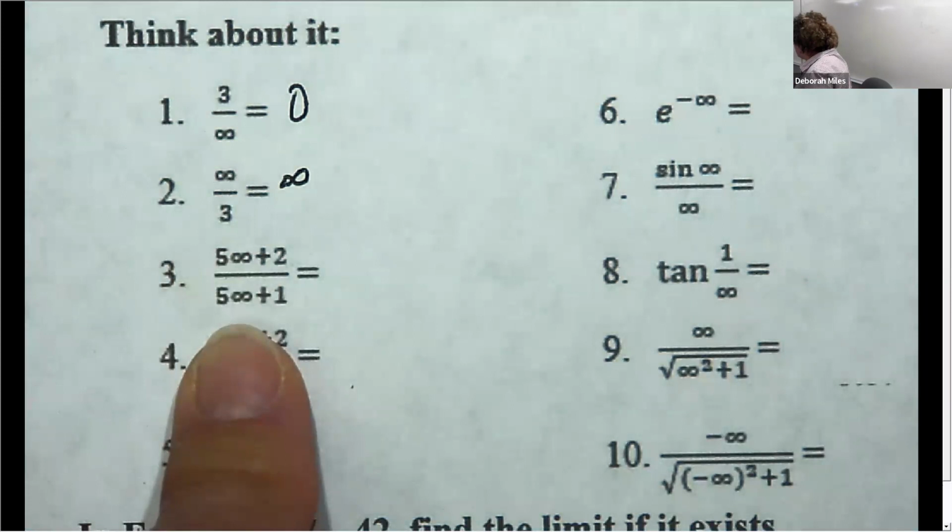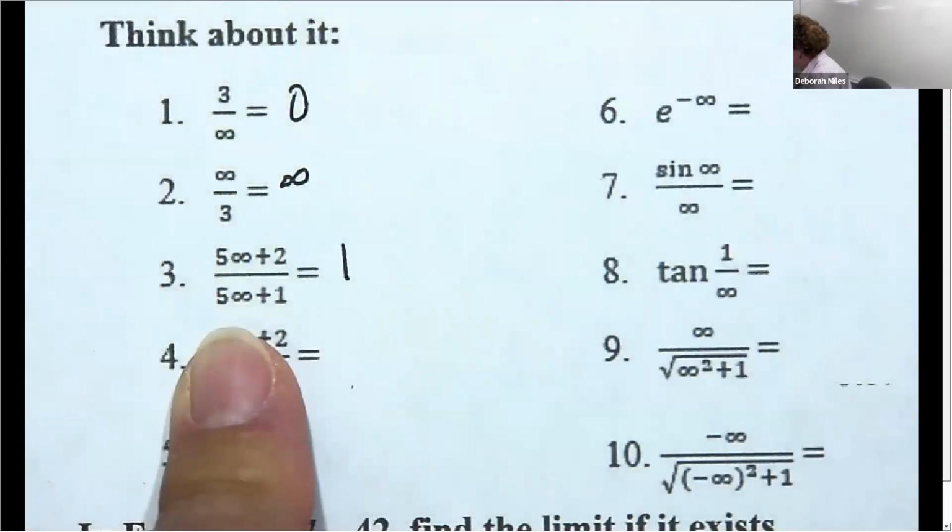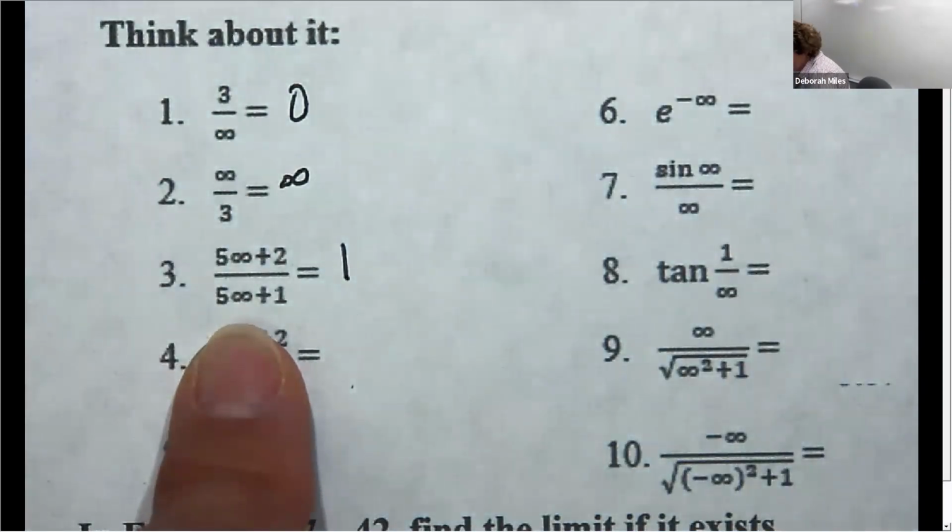Whenever you see the infinity symbol, what if you just put in the word bazillion? What's 5 bazillion plus 2 divided by 5 bazillion plus 1? What is that roughly? If you're talking about 5 bazillion, it doesn't matter if you add 1 or add 2, it's pretty much still 5 bazillion. So that's 5 bazillion divided by 5 bazillion, which is about 1. Does that make sense?